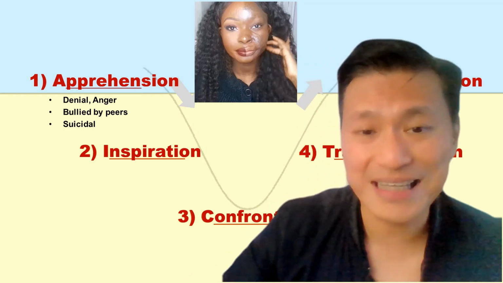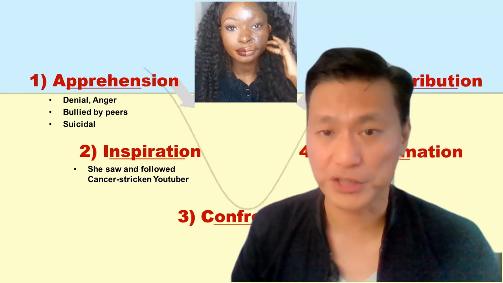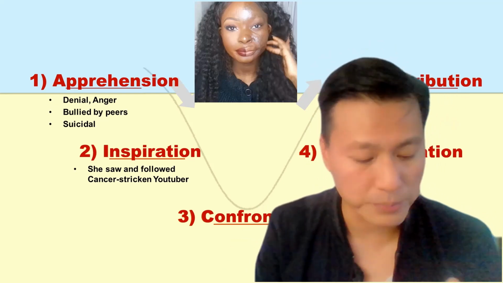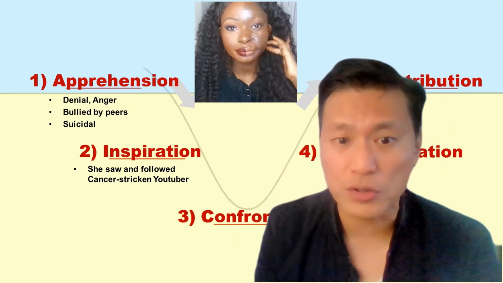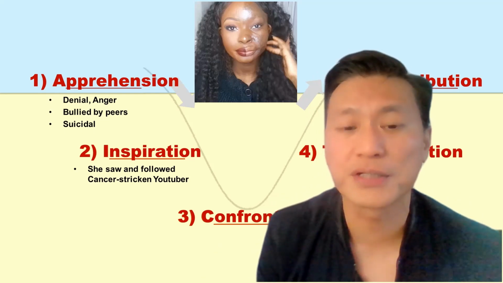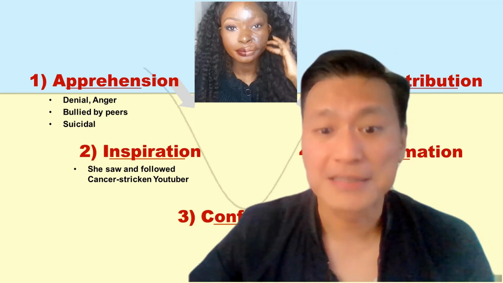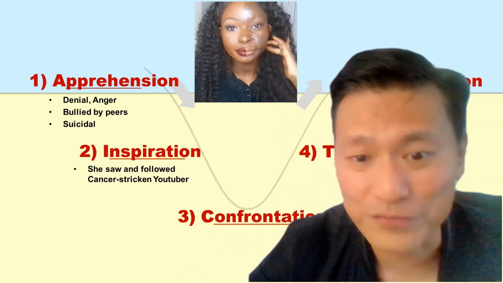And then stage 2 is actually inspiration, meaning who are the mentors in your life? It could be a book, it could be some kind of YouTube. For her, she saw and followed this cancer-stricken YouTuber, and she herself was inspired. Okay. Stage 3 is confrontation.